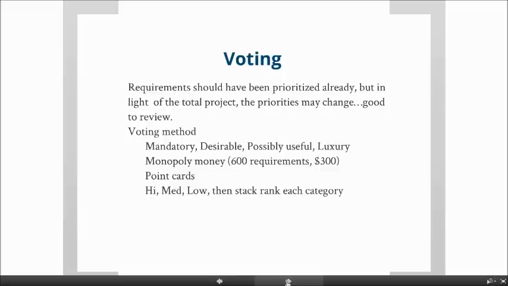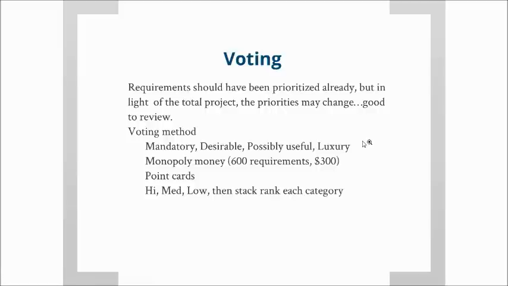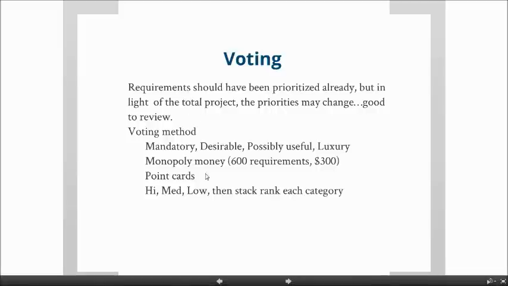Now, there are a lot of voting methods. Some are better than others, but as long as they all work, then you can use it. You've got mandatory, desirable, possibly useful, and luxury. I think the one I've seen more is similar to this: required, nice to have, or required, should have, nice to have, and in a pipe dream. Then there is monopoly money.